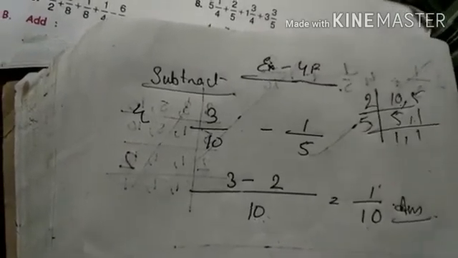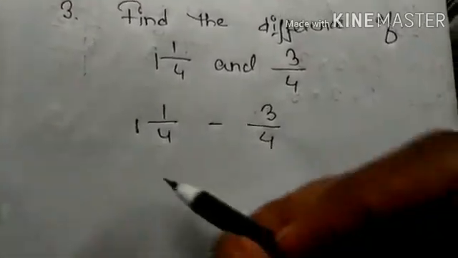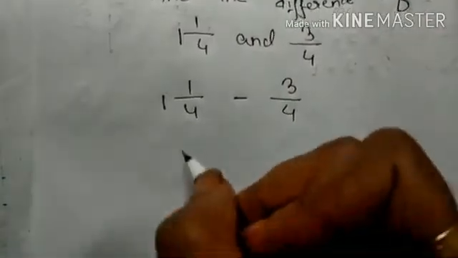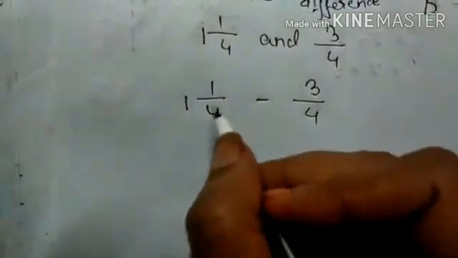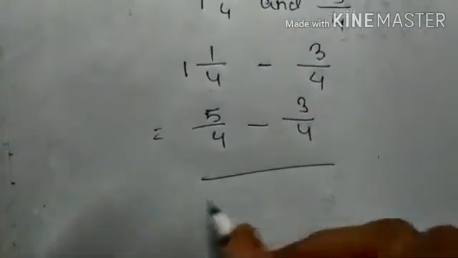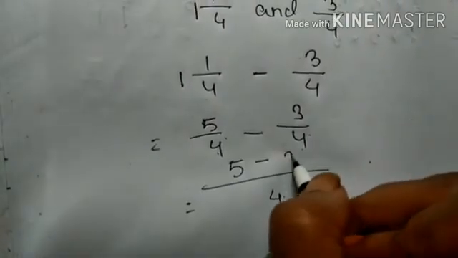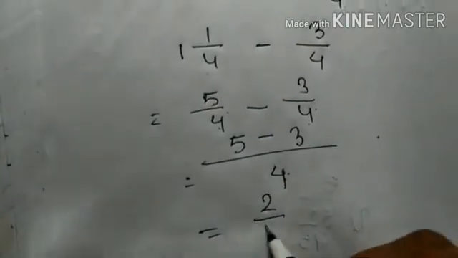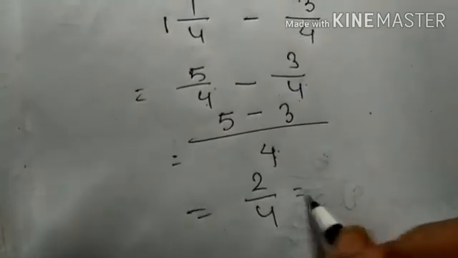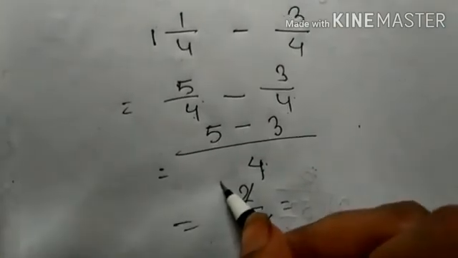Find the difference of 1 1 by 4 and 3 by 4. So first convert this into the improper fraction. 4 1s are 4 plus 1, 5. 5 by 4 minus 3 by 4. Then take the LCM 4. 5 minus 3 is 2. So 2 by 4. Now divide this: 2 ones are 2 and 2.